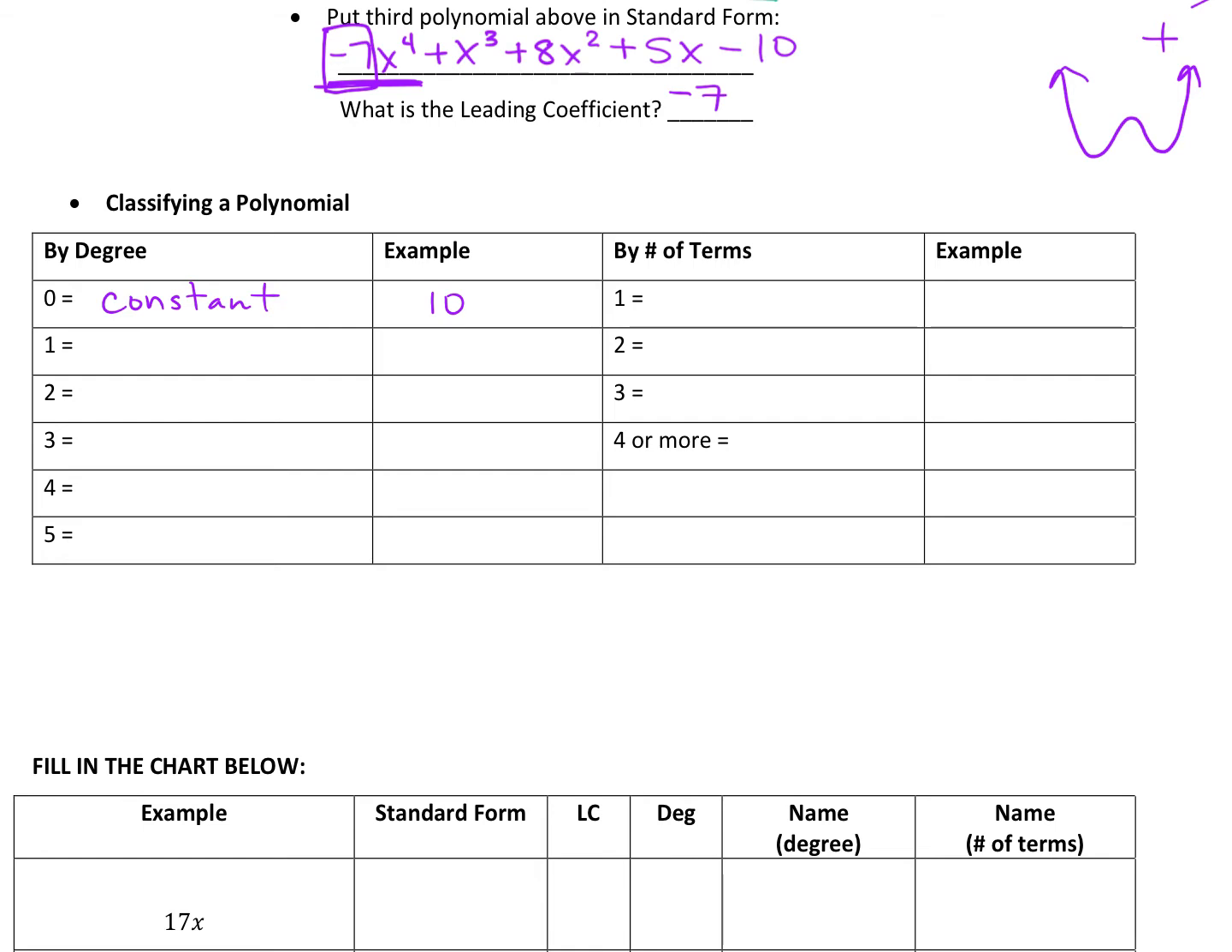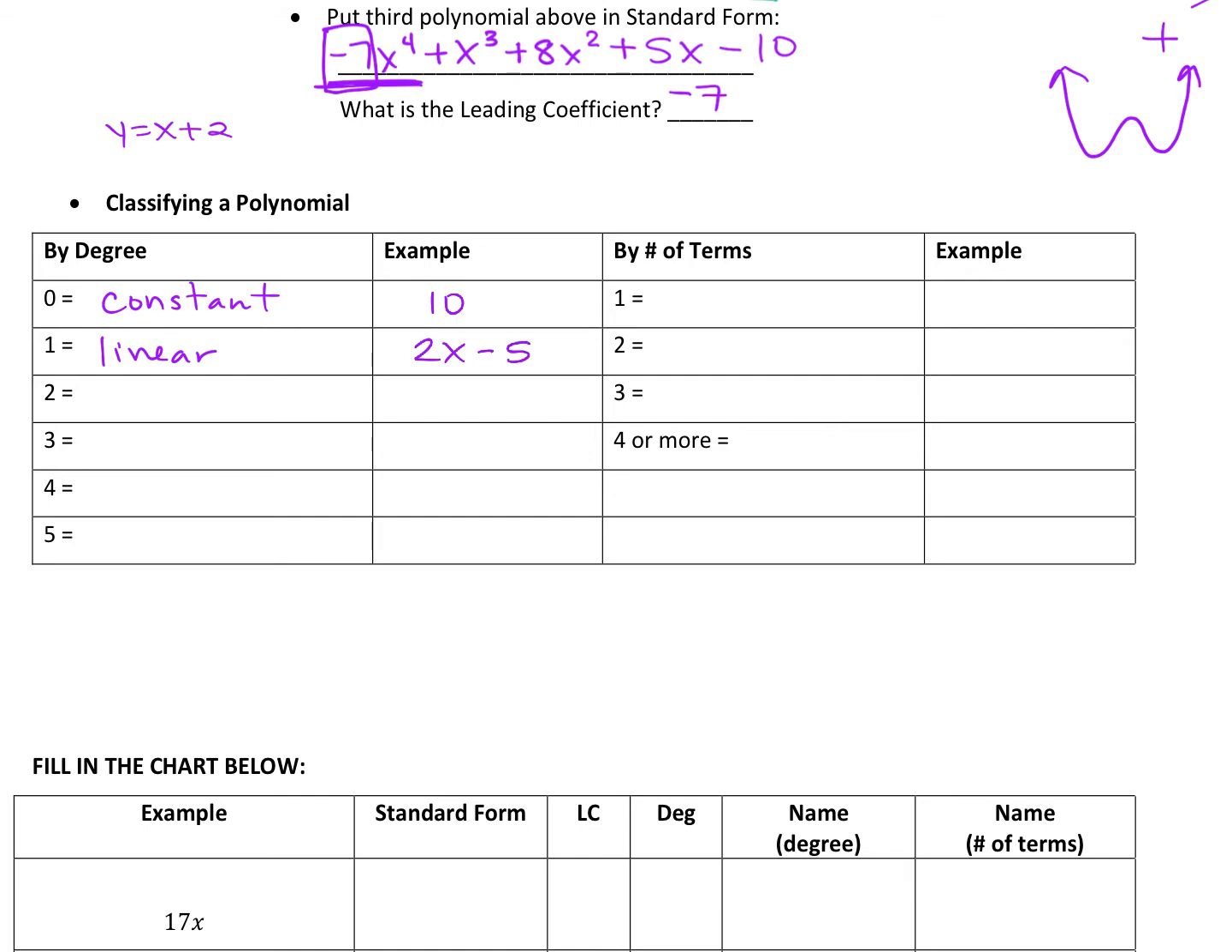If it has a degree of 1, like x plus 2, if I were to graph y equals x plus 2, what am I going to get from that? It's a parabola? No, it's a line, right? So if it's a degree of 1, we say that's linear. Something like 2x minus 5 is a degree of 1, or x plus 2 is a degree of 1.